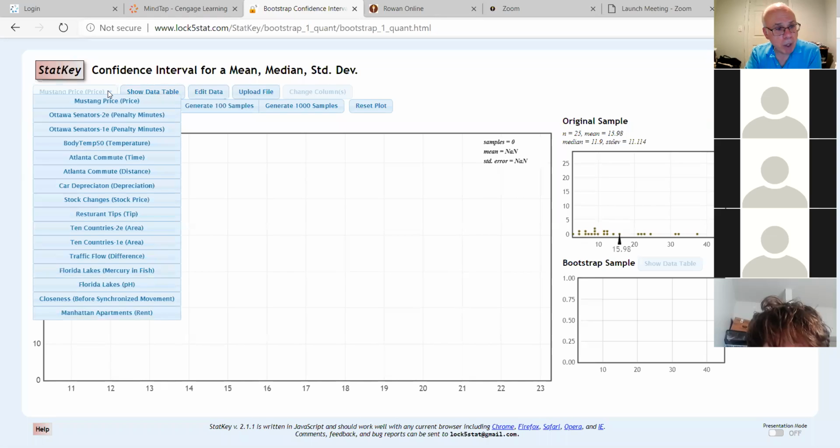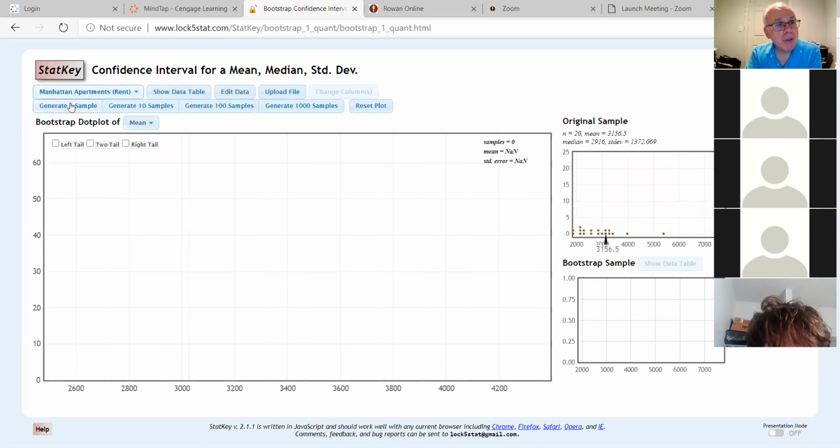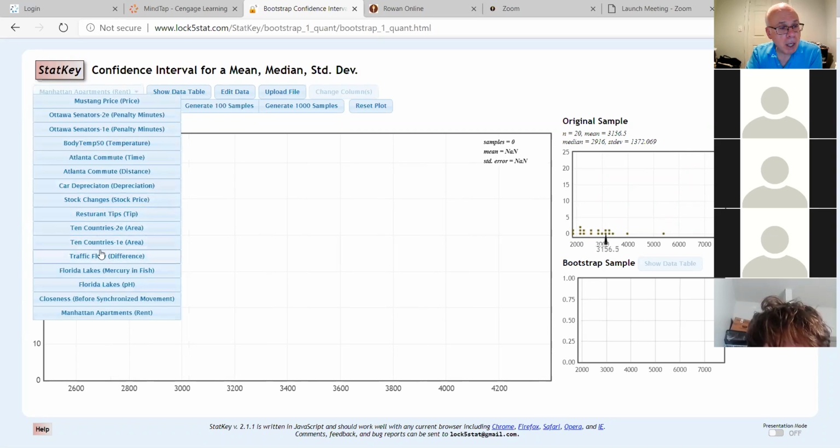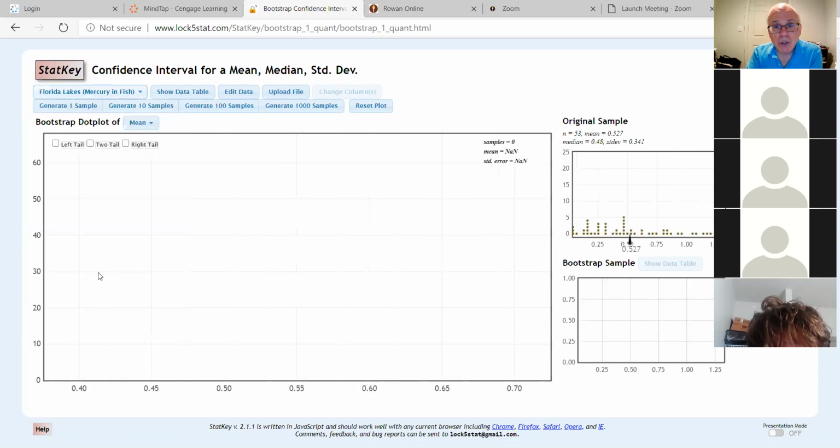And the one I'm going to use is, let me see, look at Manhattan Apartments here. There's only 20 of those. I wanted one with a nice sample size. Here, Florida Lakes, Mercury, and Fish. Here we go. So here's a sample size of 53 in this sample.